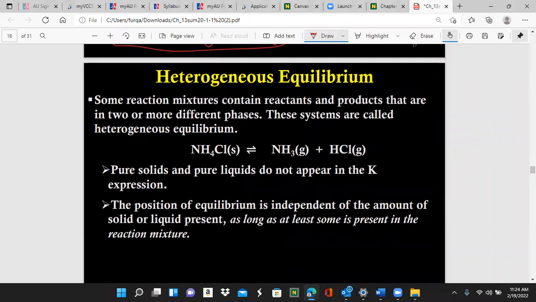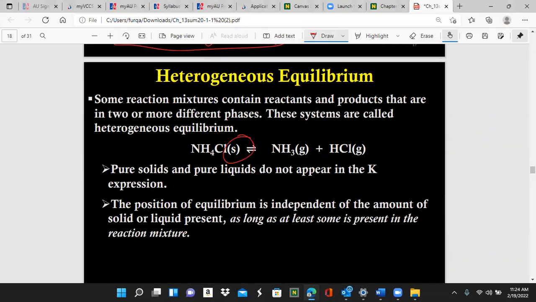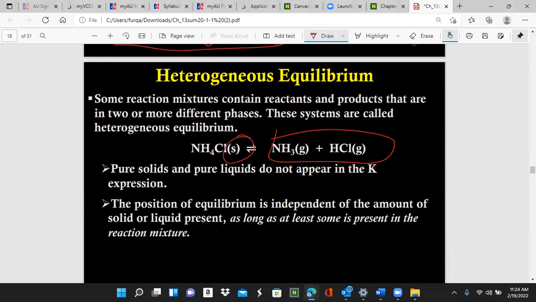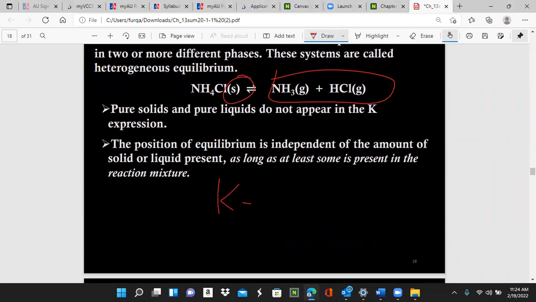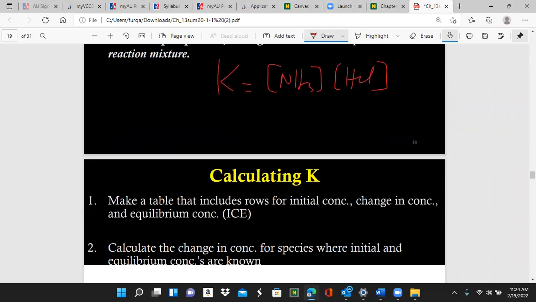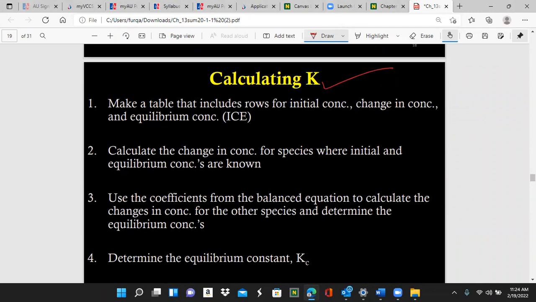Okay, so this is exactly what I talked about. Solid never goes into it, so it's going to be just this part here. So if I write down the K expression for it, it's going to be NH3 times HCl. That's all. Calculating K. And we are working on the ICE charts now.